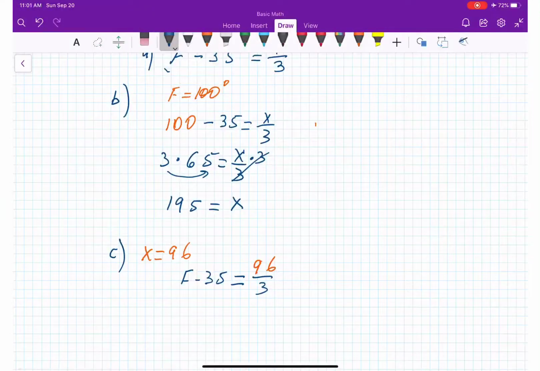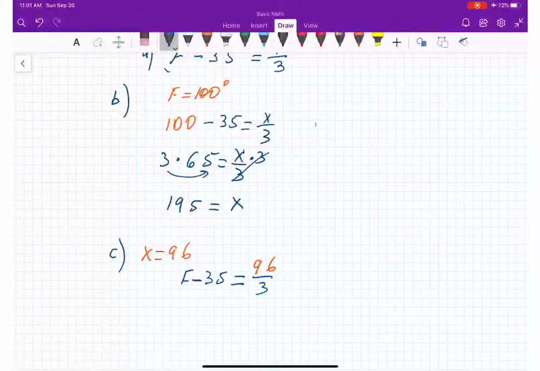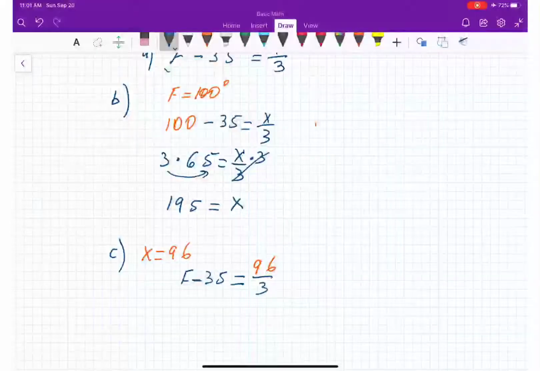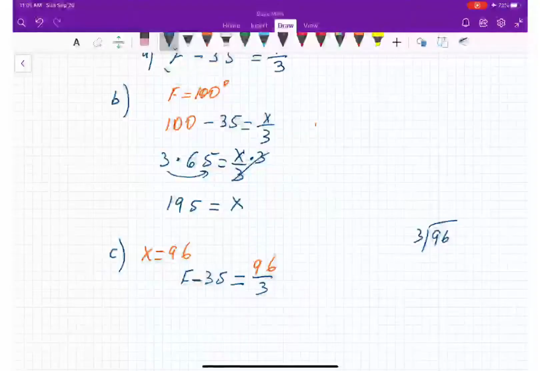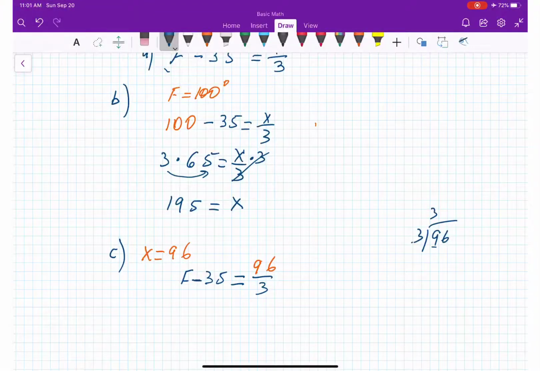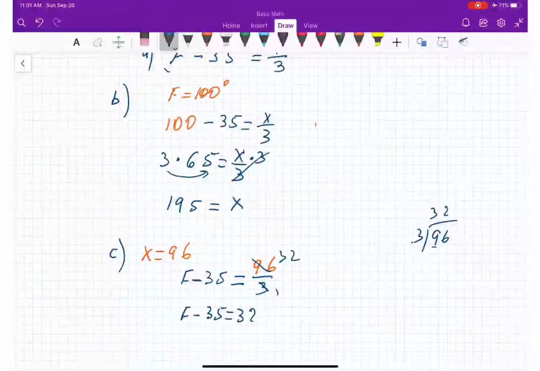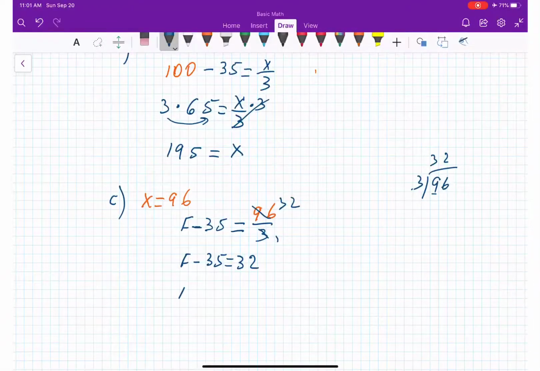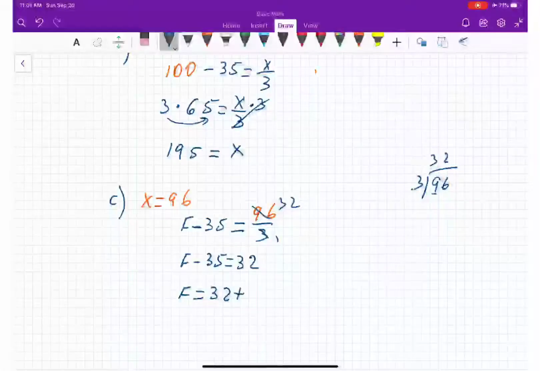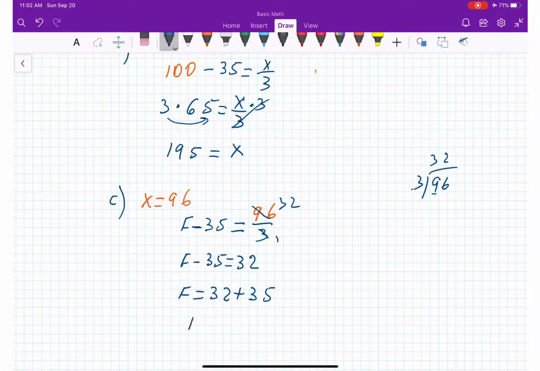Okay, let me see if we can divide 96 by 3. That would be nice because we will get rid of the fraction. Well, let's see. 9 divided by 3 is 3, 6 divided by 3 is 2. Okay, 1 and 32. So we are getting F minus 35 is equal 32. So from here, F is equal 32 plus 35. So F is equal 2 plus 5 is 7. 3 plus 3 is 6. 67.